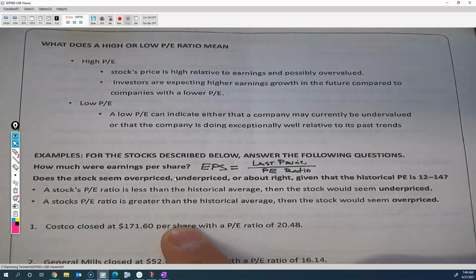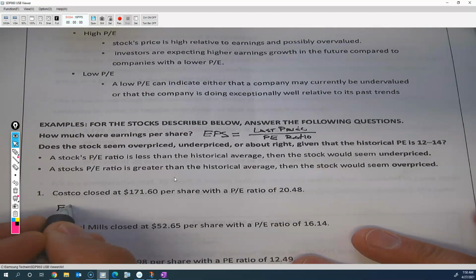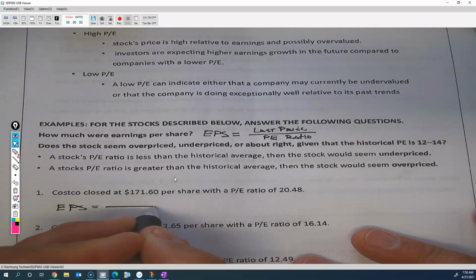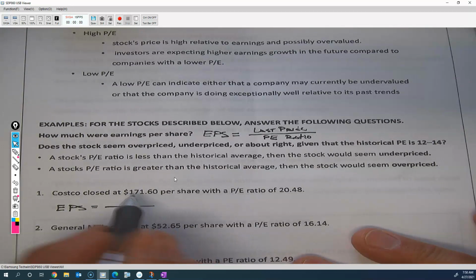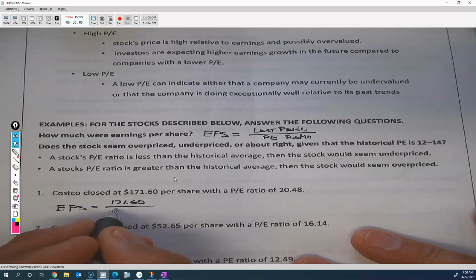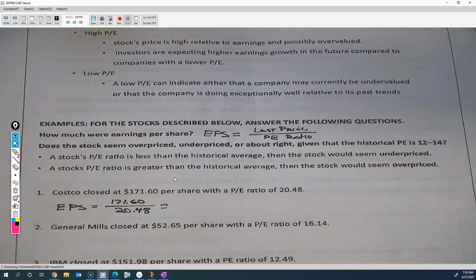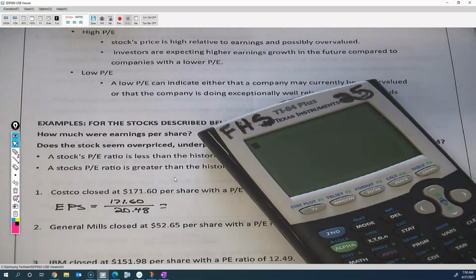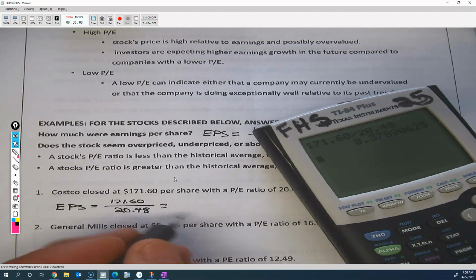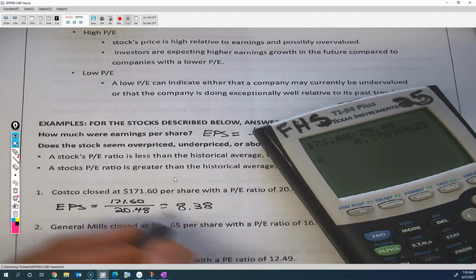All right, so Costco. The EPS for Costco is going to equal, let's see, it closed at 171.60 and its PE ratio is 20.48. So if we took that and divided it out, 171.60 divided by 20.48. Okay, 8.38 when I round it.